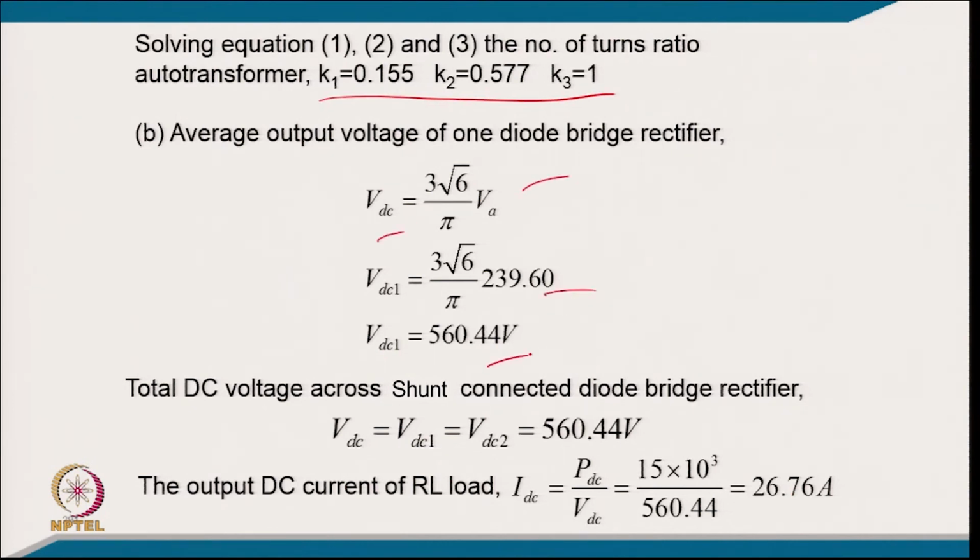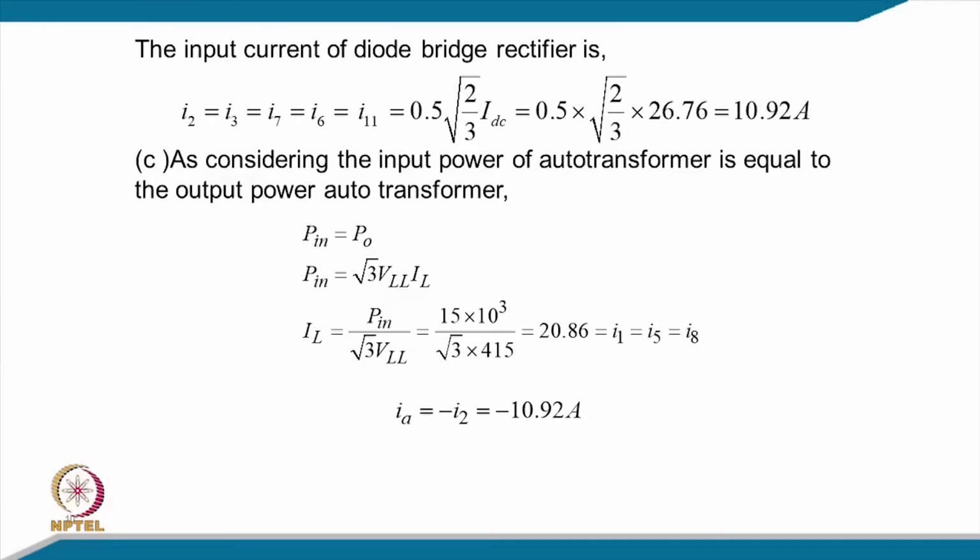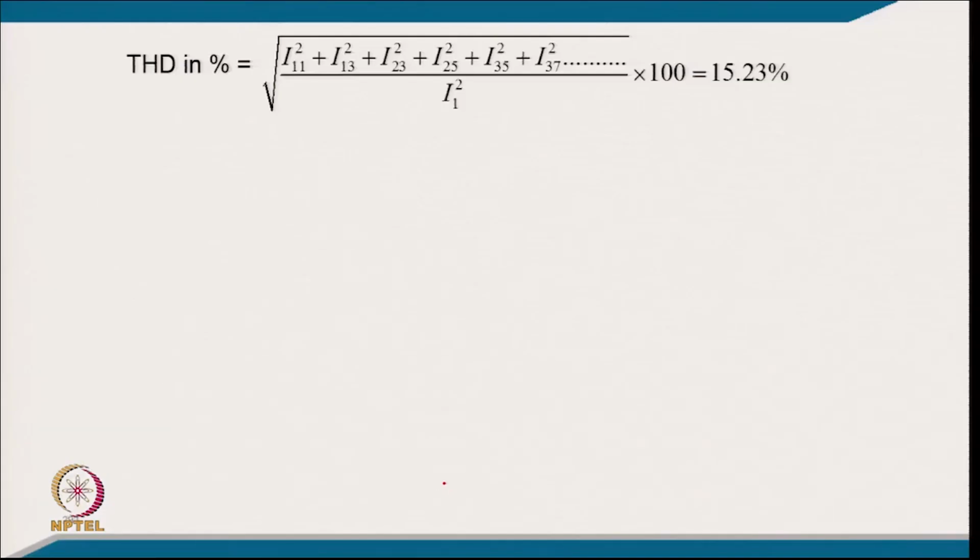And then from this we get the DC link voltage, and both DC link voltages will be equal, as they are connected in parallel, and we get the DC link current. And then from this we can get the different winding currents, and then we can find the line current from this power relation and all the winding currents, and then we can get the THD from here.